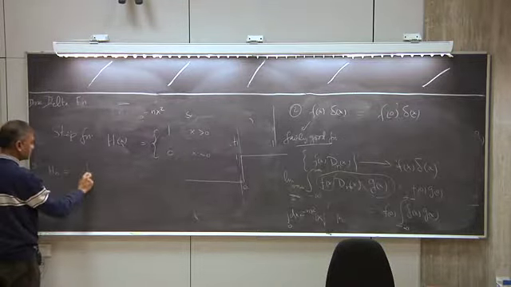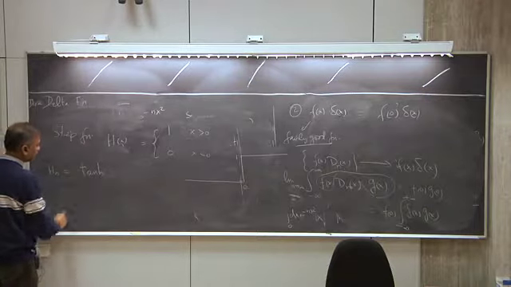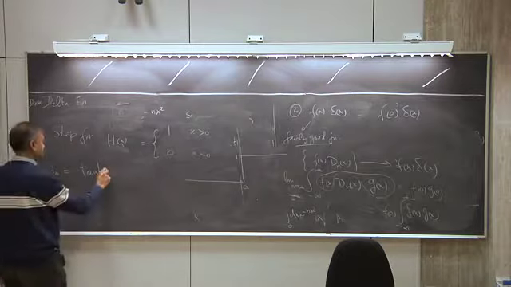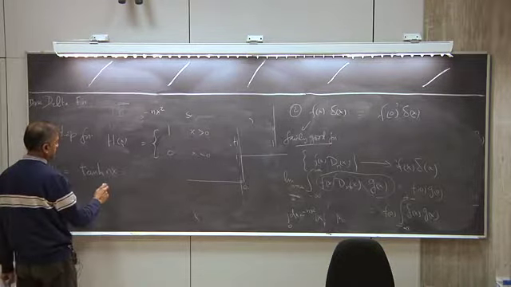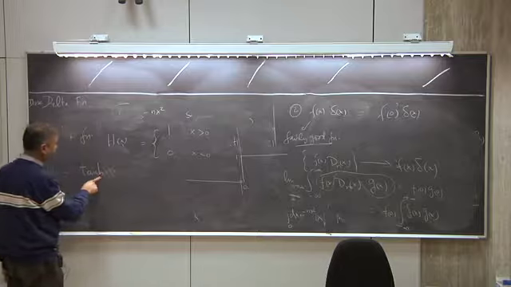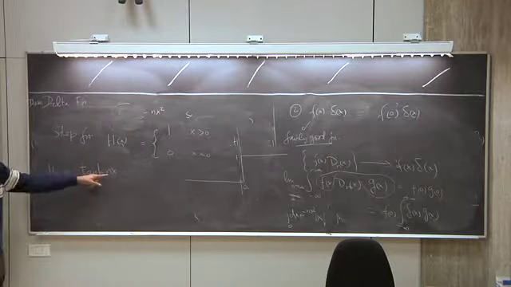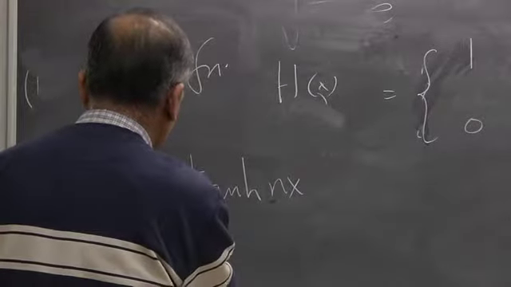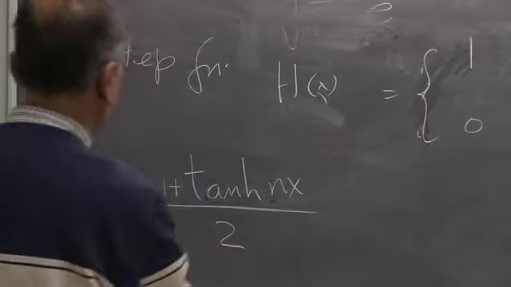H_n equal to tanh of nx. But this is not good. Tanh has a property. Maybe I should put here 1 plus, sorry, 1 plus tanh divided by 2. Consider this sequence.